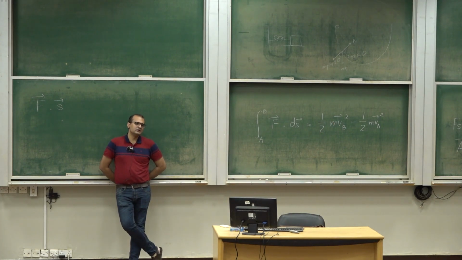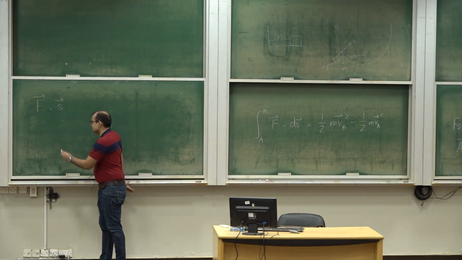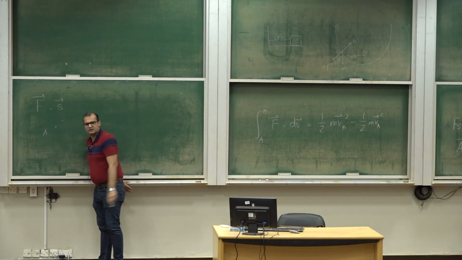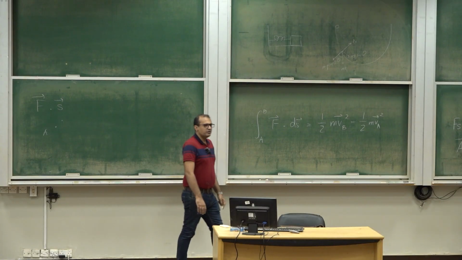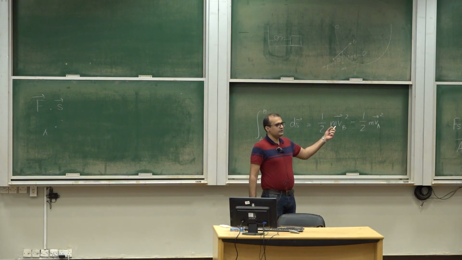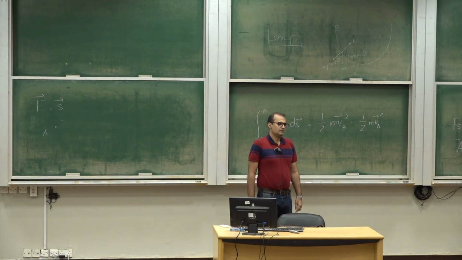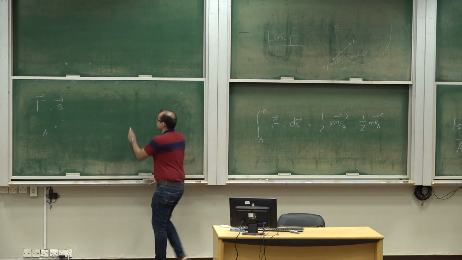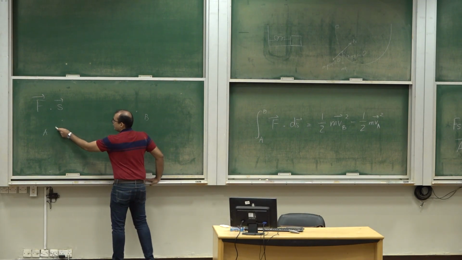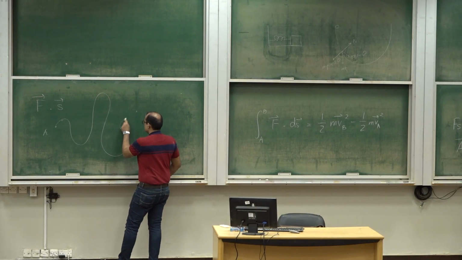So then what will I do? The object is, no, there's no need to average, no need to be so fancy. The object is going from some point A to another point B along some arbitrary path. So for example, you have some point B over here. Your object goes like this, like so.